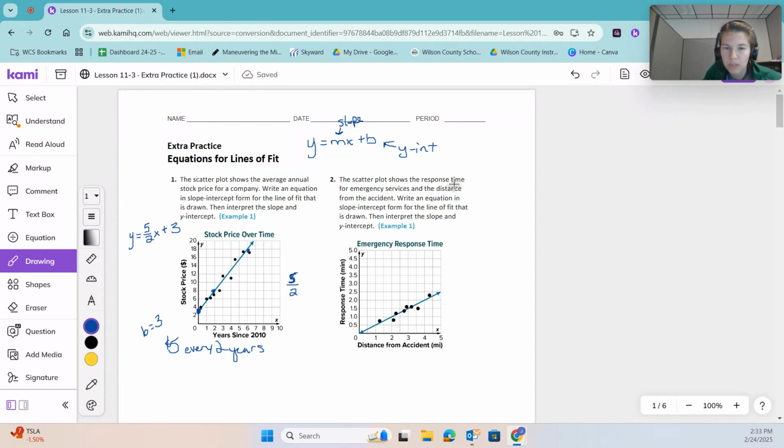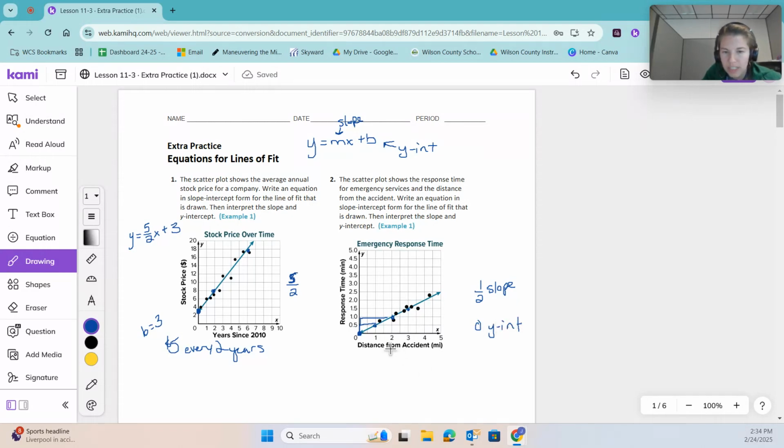Let's take a look at number 2 together. The scatter plot shows the response time for emergency service and the distance from the accident. Write an equation in slope-intercept form for the line of fit that is drawn. Then interpret the slope and y-intercept. This line's going to cross right there at 0, 0, so this is a proportional relationship. I can see that it crosses perfectly at several places. This counts by 0.5, so it rises 0.5 and over 1. So it goes up 1 and over 2, which would be a 1 over 2 slope. And 0 is my y-intercept.